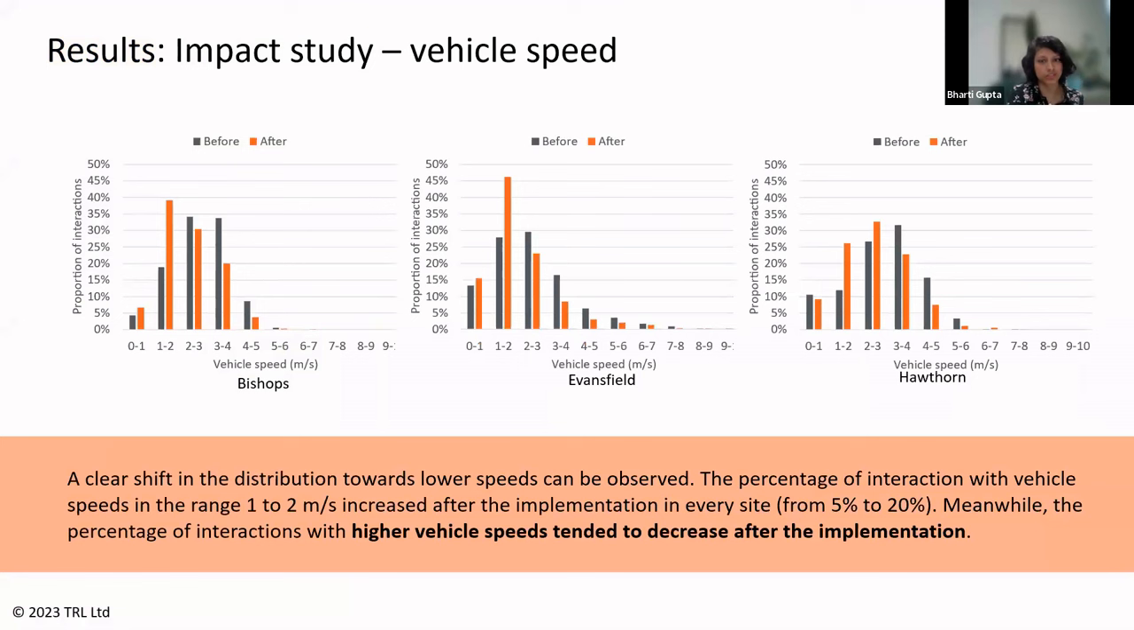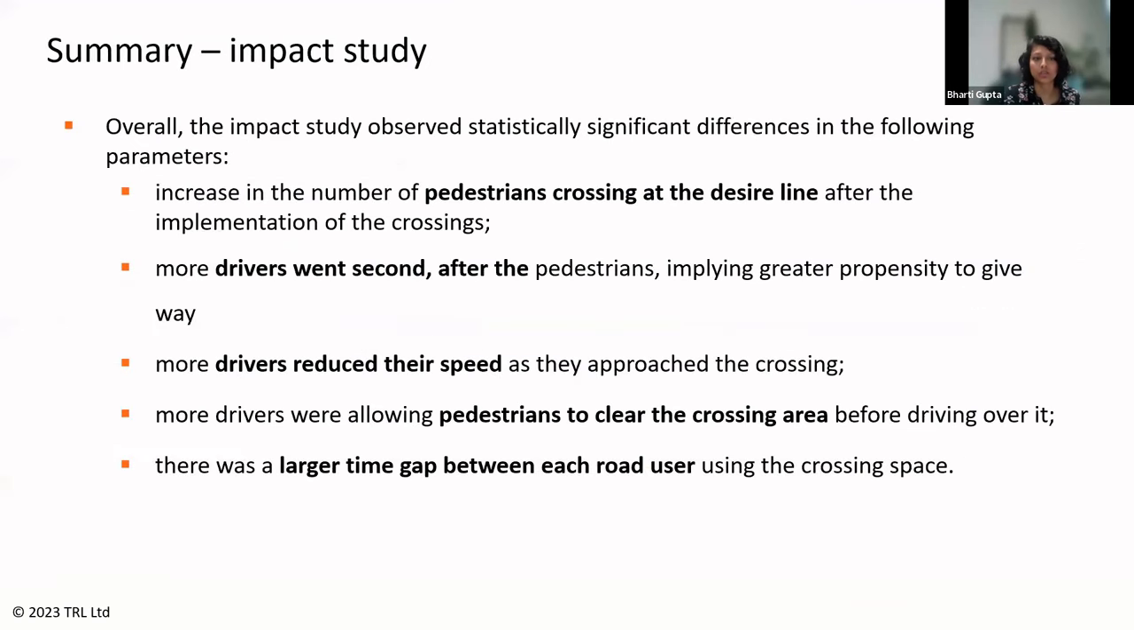And the charts are basically presenting the distribution of speed at all three sites before and after the implementation. So you'll see that there's a clear shift in the distribution of speeds towards lower speeds, meaning that vehicles were generally approaching the crossing at lower speeds after the implementation of the simple crossing. Again, this has implications for users' perceptions of their safety.